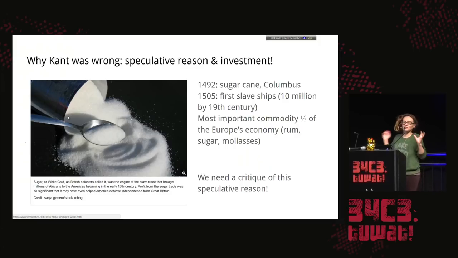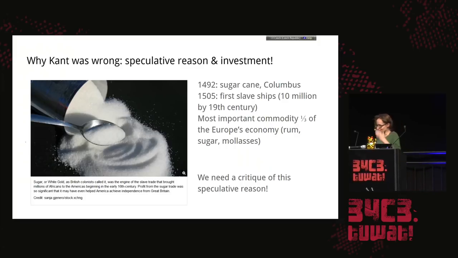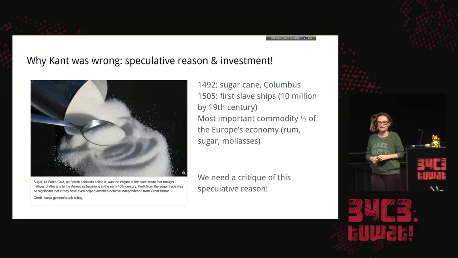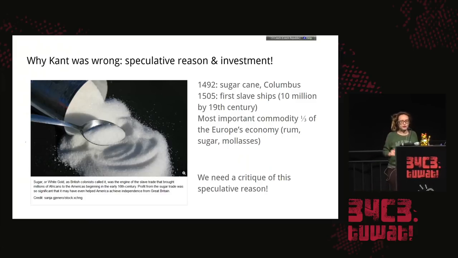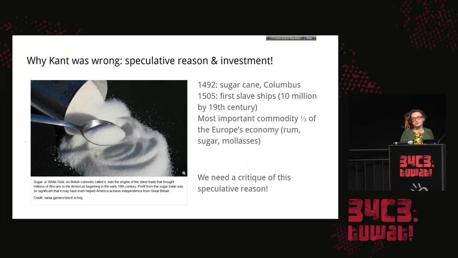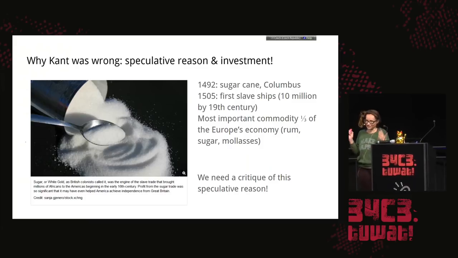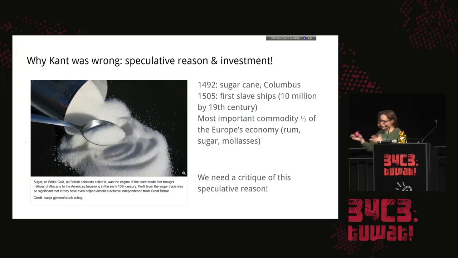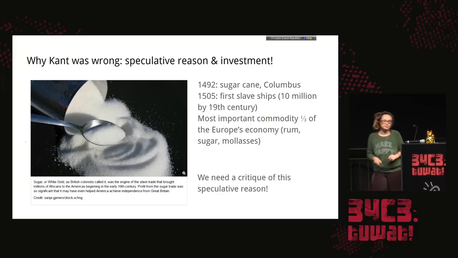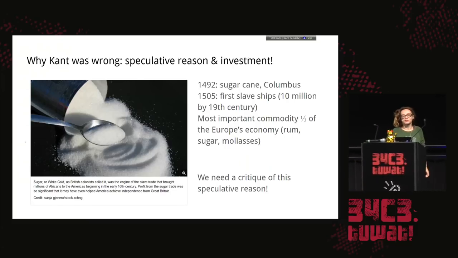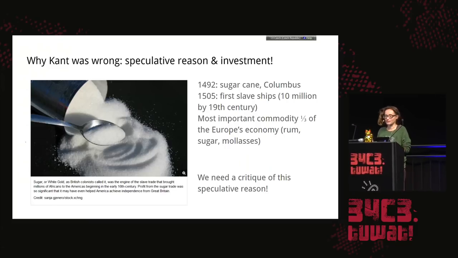Anyway, I think Kant was very wrong about his critiques. He was interested in pure reason and also in practical reason. But what he didn't write about is something I believe sugar represents, and also lately Bitcoin. It is this thing that drives all our addictions. It is basically speculative reason and investment. And sugar, which this candy is 98%, is basically just that. It's something that created the slave trade.